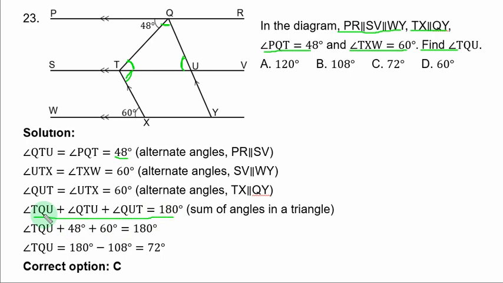degrees, and you are looking for TQU. QTU is 48 degrees, QUT is 60 degrees, the sum equal to 180 degrees. If you add these two angles, you have 108. Move to the right hand side, you subtract it from 180, so you have angle TQU is equal to 72 degrees. C is the correct option.